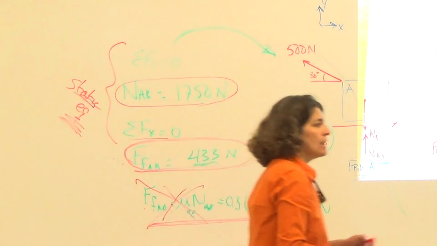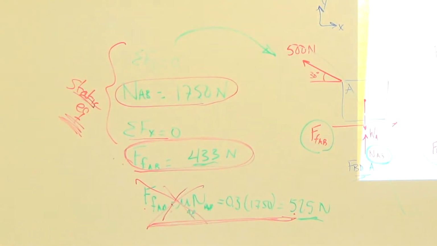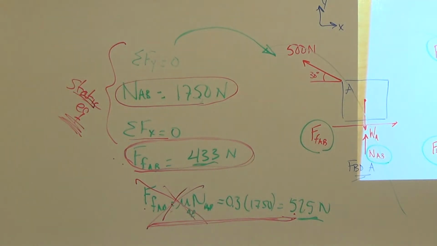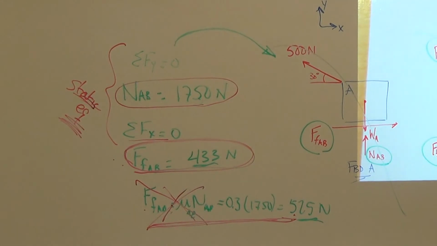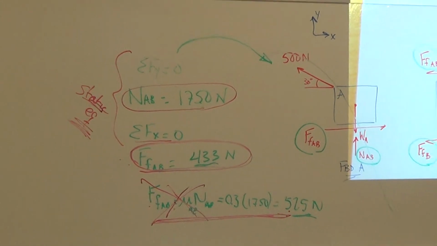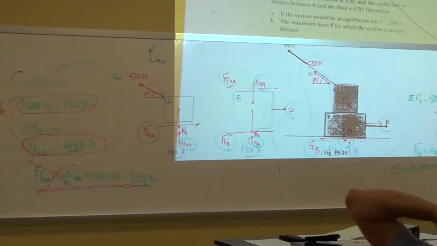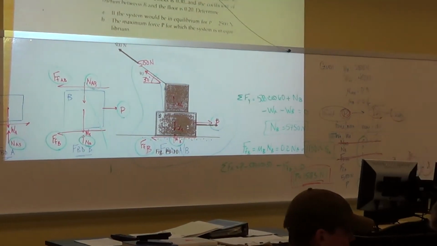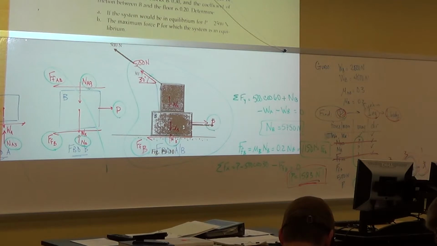But let's go back to Andrew. Did your question get answered? No. Your question had to do with the 500 and P and the frictional force. Yeah. So the force of friction on B is given to the left, it's saying the net force of P and the 500 is to the right.